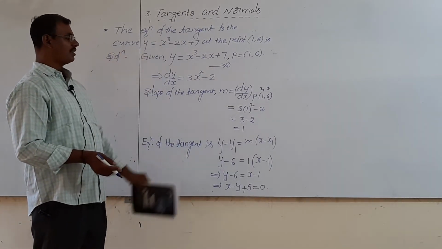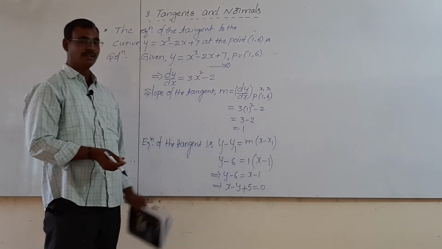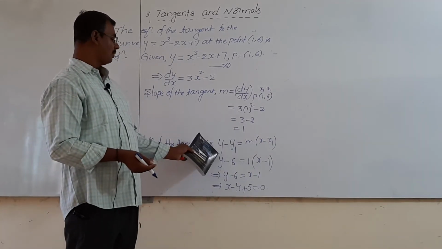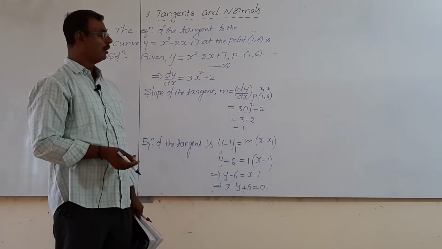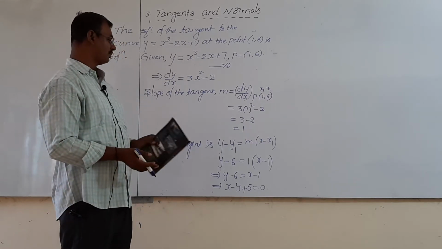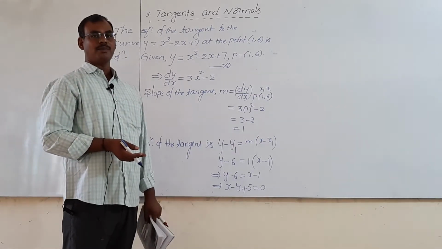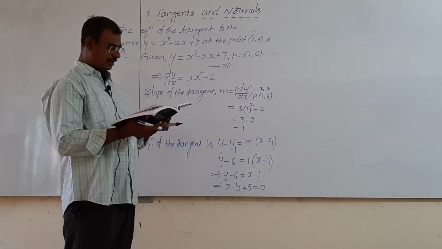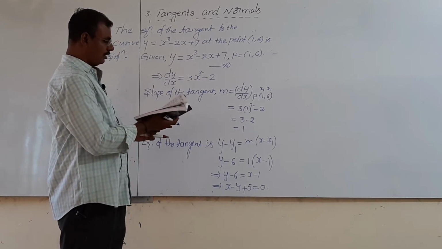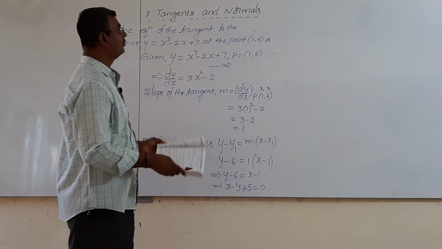Suppose we are asked to find the equation of the normal. Same model, only the formula changes. What is the normal slope? Minus 1 divided by m. So y minus y1 is equal to minus 1 divided by m into x minus x1. Using that formula, we have to find the equation of the normal line. If you want one question, see the equation of the normal also. Okay, try all of you this model.